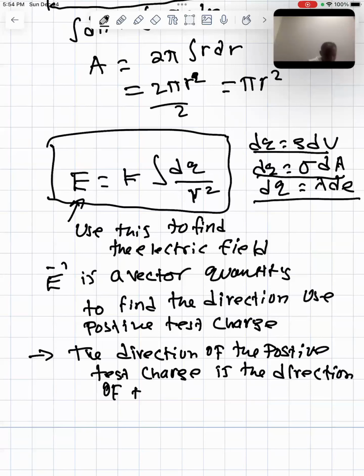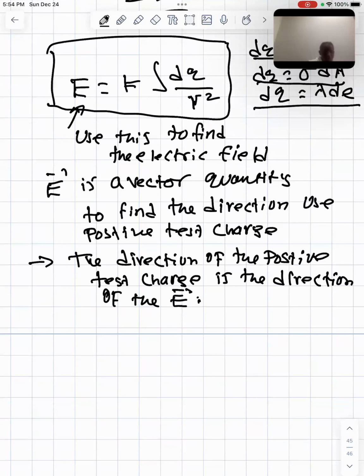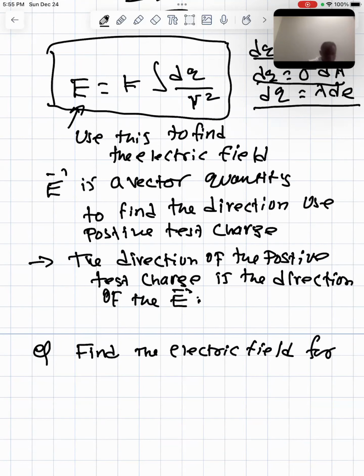Okay, let me give you an example. Life is simple, it's not complicated. If you follow my lecture, you can understand. For example, find the electric field for a uniformly charged ring of charge.